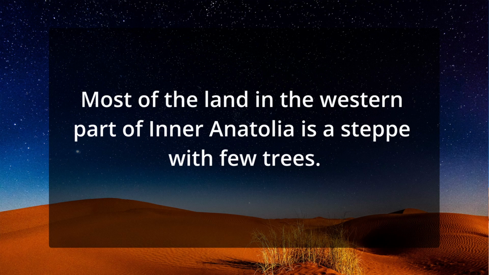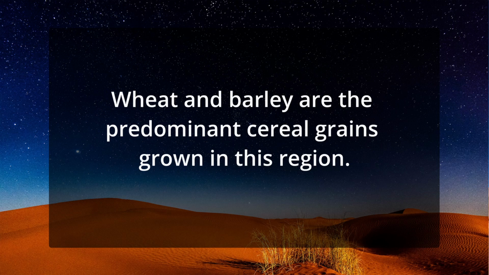Most of the land in the western part of Inner Anatolia is a steppe with few trees. The summers are hot and dry, and the winters are cold. Precipitation happens mostly in the spring season. Wheat and barley are the predominant cereal grains grown in this region. It is also important for raising livestock.